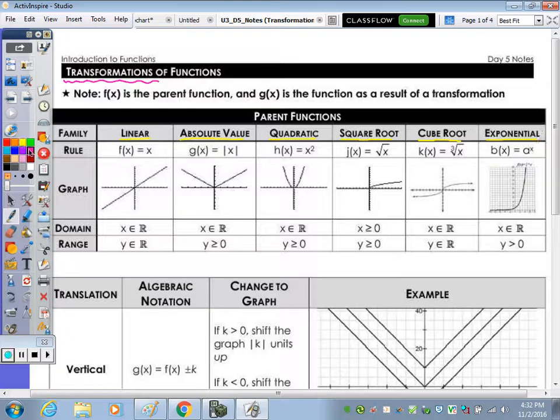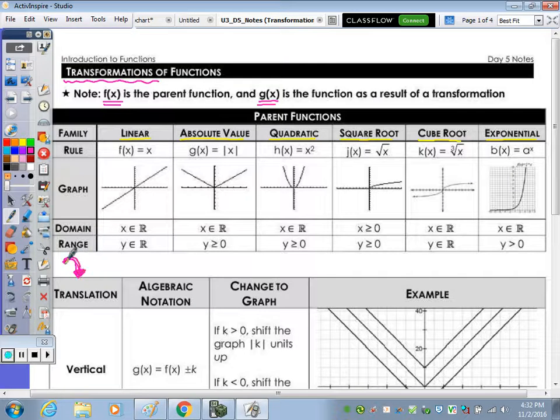So this note, f of x is the parent function, and g of x is the function as a result of the transformation. That note is more for below this first table, so we'll talk more about that. I'll remind you of that note when we get to that section.